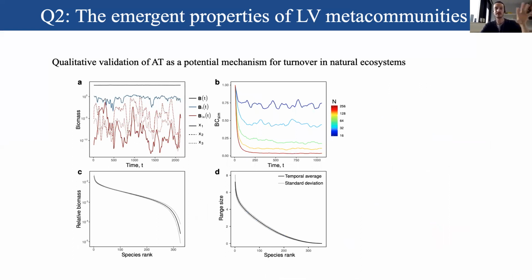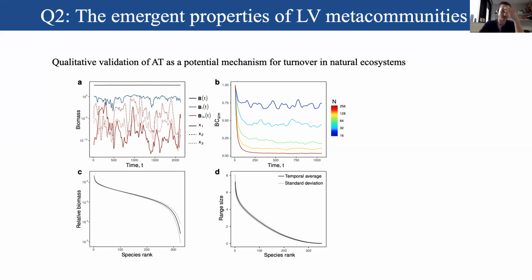And finally, these are 4 different representations of autonomous turnover. In the top left, you see the biomass fluctuations. The red curves here represent the local biomass of a single species in 3 different sites, and you can see that it fluctuates through multiple orders of magnitude. The blue curve represents the metapopulation fluctuations, summing those local biomasses across the landscape. And the black line represents the metacommunity biomass, which is essentially time invariant.